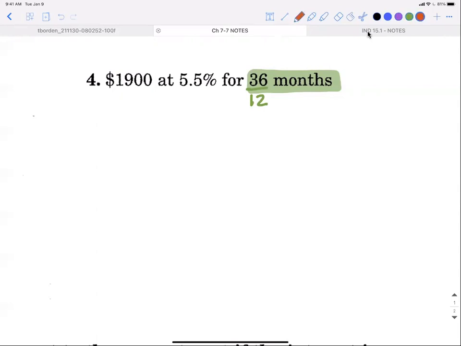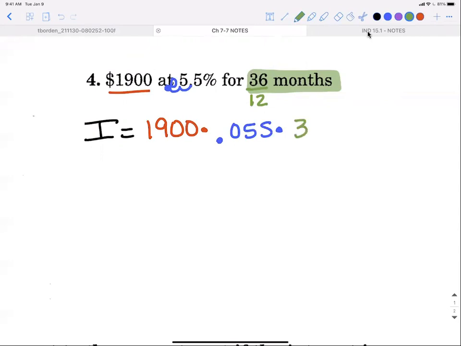So for this one, we have our interest, so I equals our principal, which is 1,900, times our rate, which notice we have to bounce, fill in the 0. So our rate is 0.055, and then times our time in years. Well, 36 months is 3 years. So that's where you would plug in the 3. In the actual equation, you would plug in 3. Okay. And then Autumn, what do we get when we run that through the calculator?